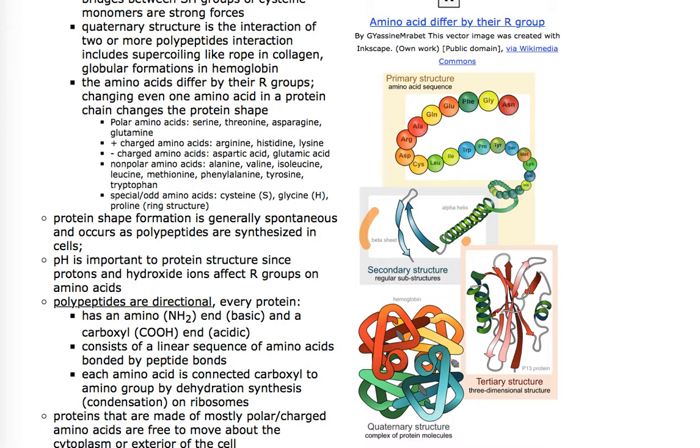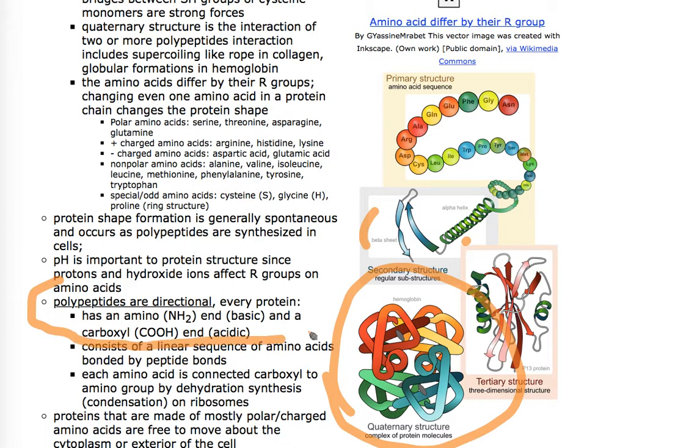This is hemoglobin right here. That's the standard shape of hemoglobin. So understand that pH, or the chemistry of the water around this kind of protein, will change the shape of these peptides and then change the function and the ability of the peptide to operate.